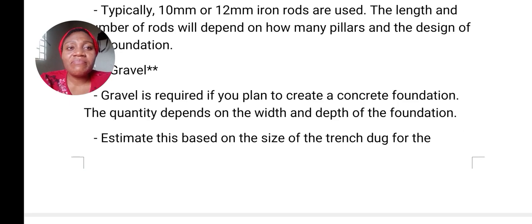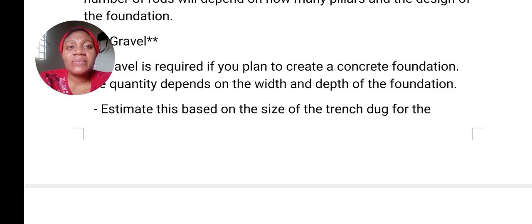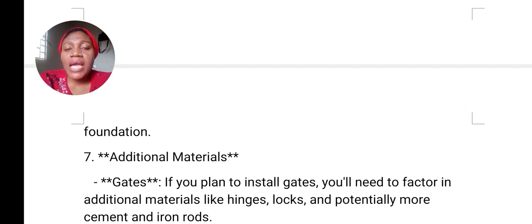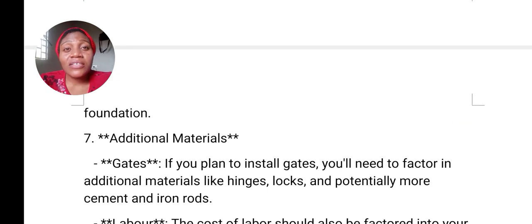So estimate the base of the gravel, which is required if you plan to create a concrete foundation. The quantity depends on the width and depth of the foundation. So estimate this based on the size of the trench dug for the foundation. Then lastly, there are some additional materials you will need. Gate, yes, it's not everybody that will fence and put up gate immediately, so you should just have it in mind. If you are putting up gate, you should add it to whatever we are going to get here. If you plan to install gates, you will need to factor in additional materials like hinge, locks, and potentially more cement and iron rod. I've said this already.